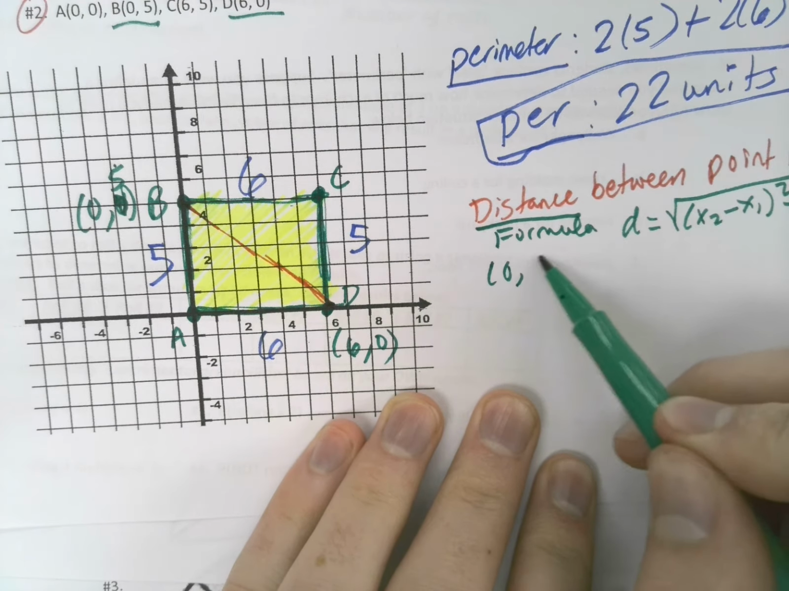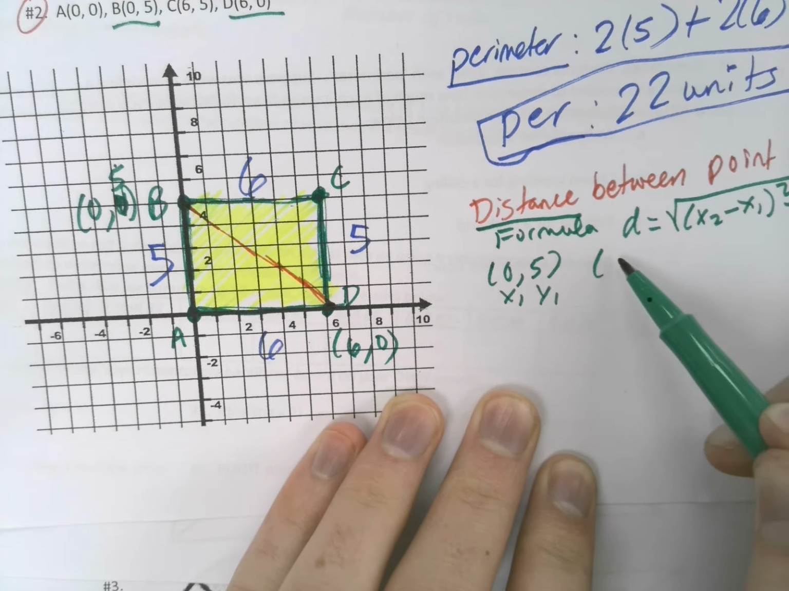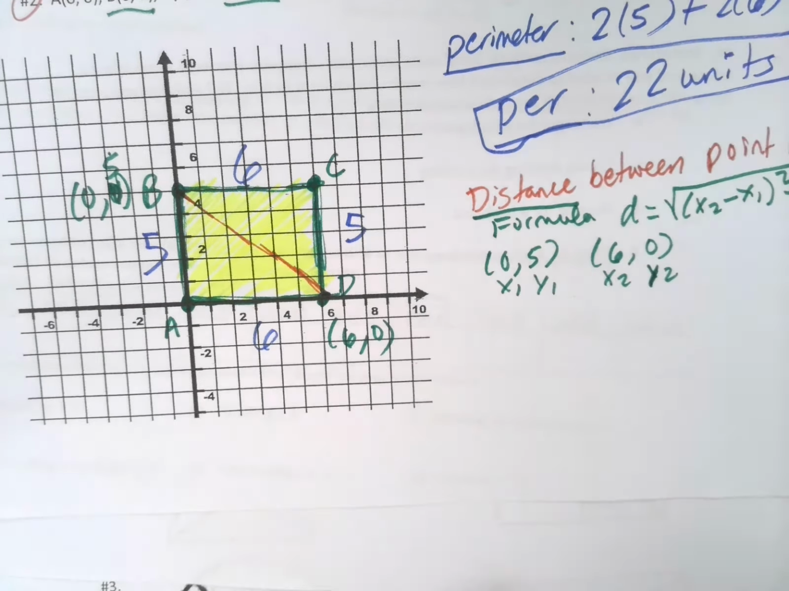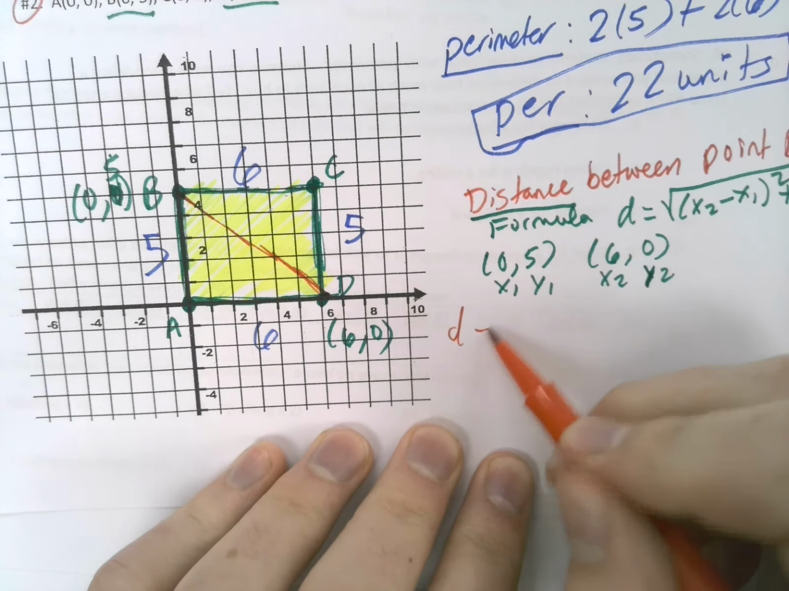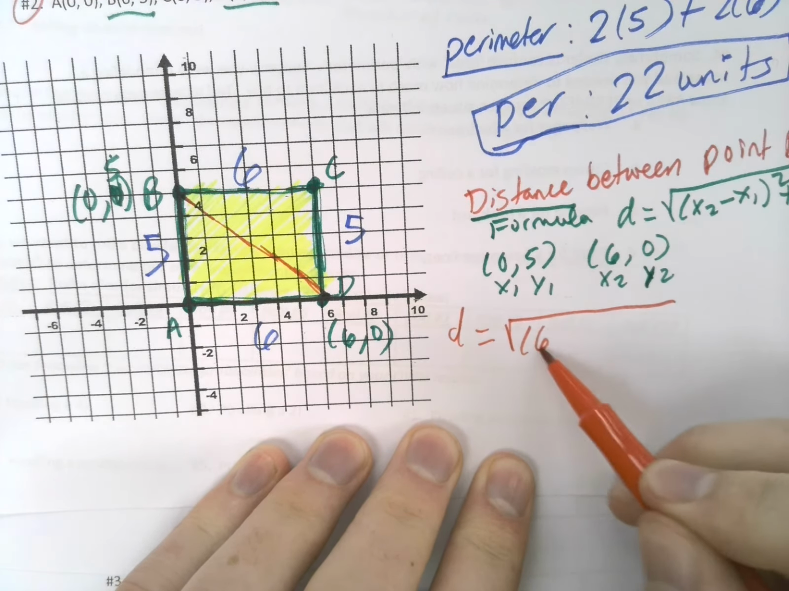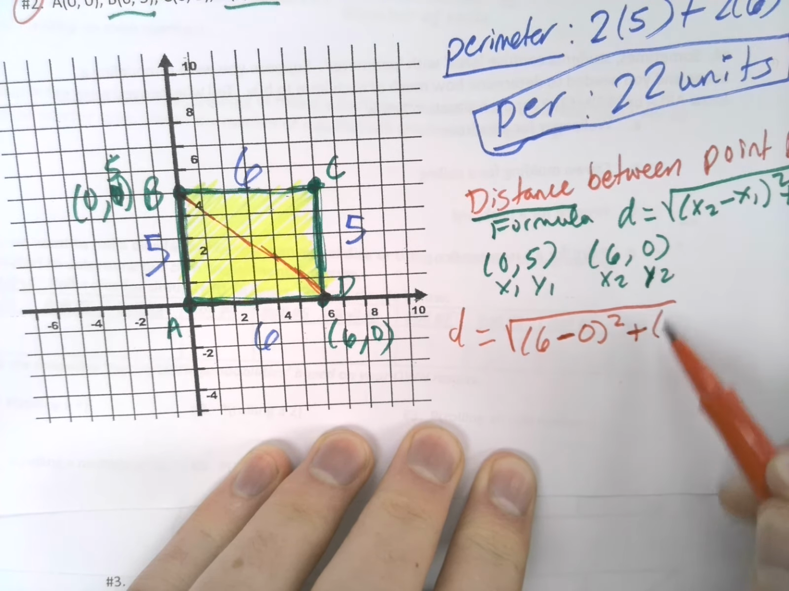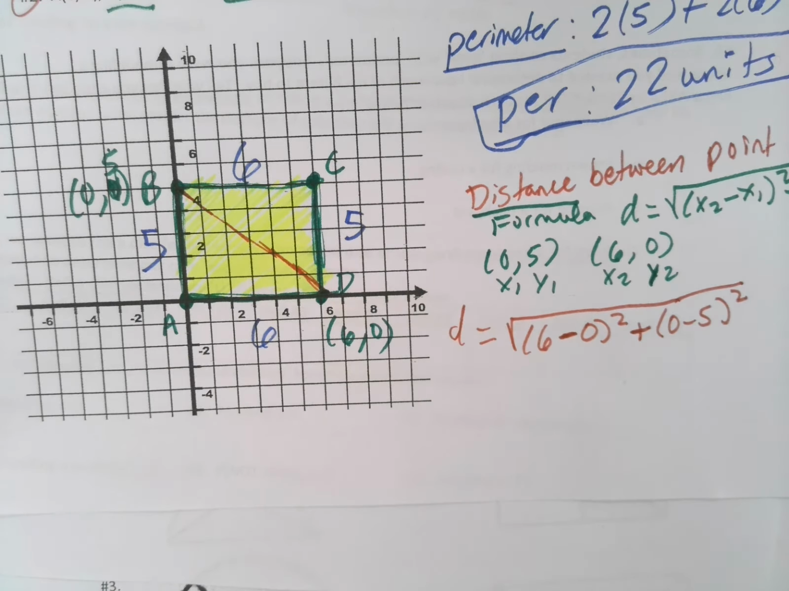So 0, 5 can be our x1, y1. 6, 0 makes 6 our x2 and 0 our y2. And we're just going to plug it in here. Let me go back to red. So distance is going to be the square root of (6 minus 0) squared plus (0 minus 5) squared. I'm going to let you see if you can find the distance in units to the tenth place, that's one decimal place. Let's see what you got.